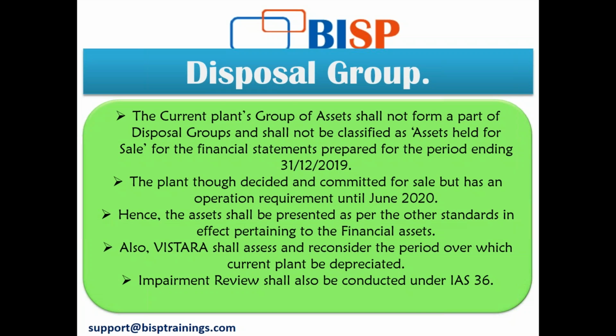Hence, the assets shall be presented as per the other standards in effect pertaining to the financial assets, that is IFRS 9, and also Vistara shall assess and reconsider the period over which the current plant will be depreciated. Any impairment review shall also be conducted in order to have the impairment loss or gain as per IAS 36, impairment of assets. So when we're talking about impairment of assets under IAS 36, IFRS 5 makes a very important section of this IAS 36.